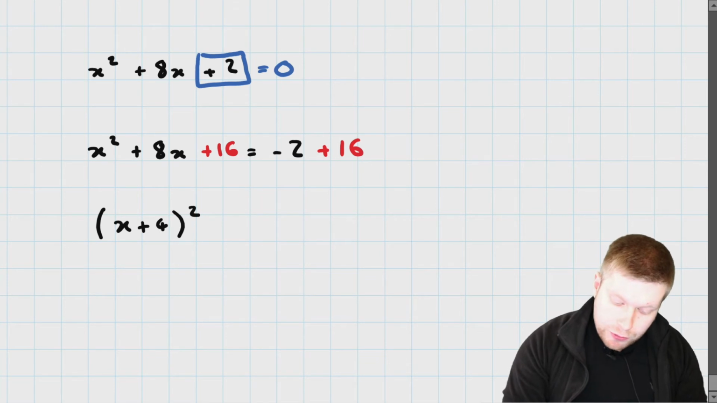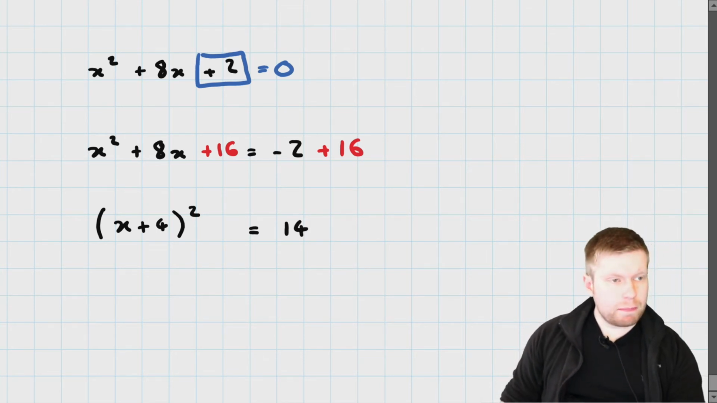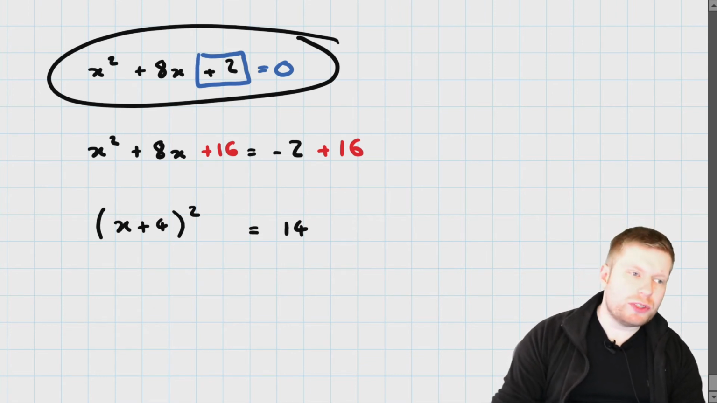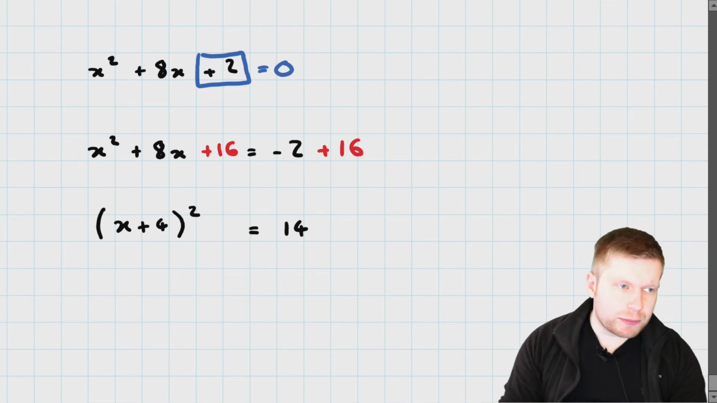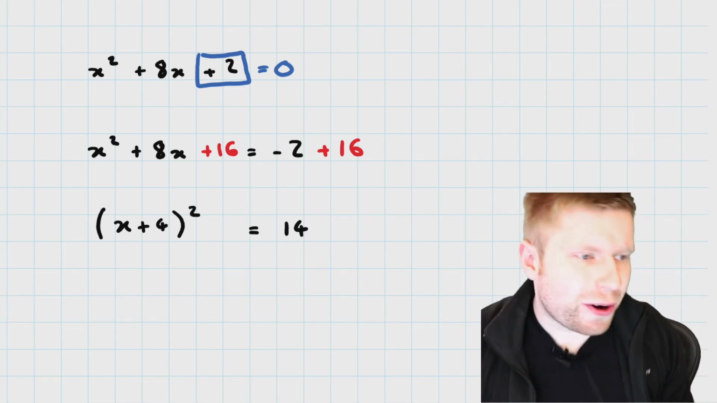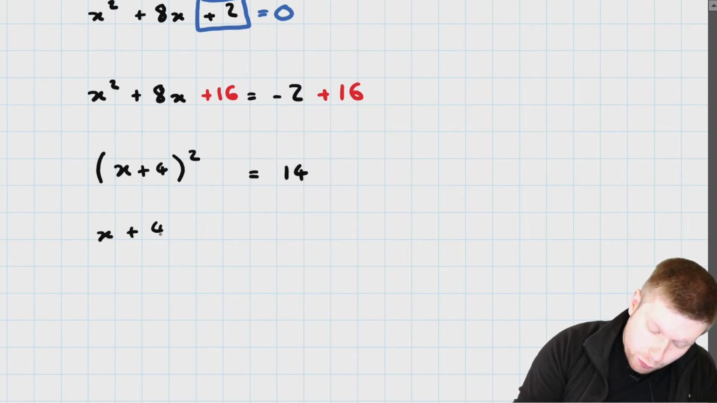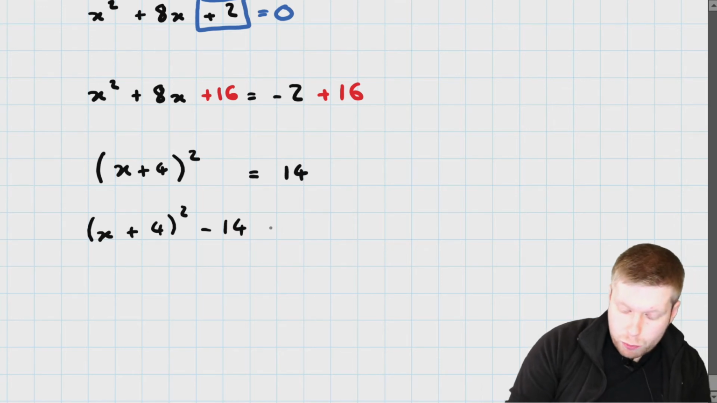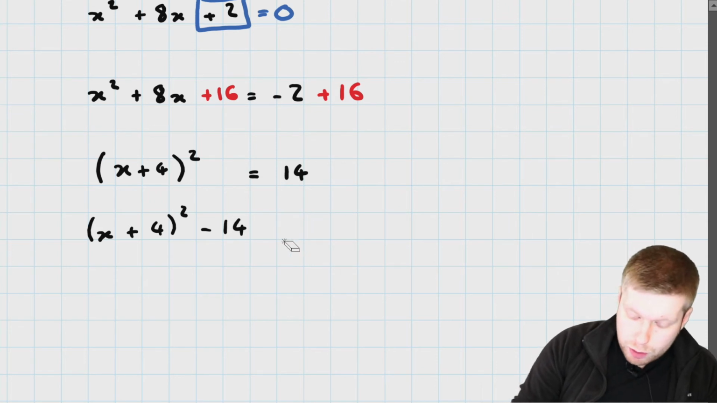But then what am I left with on the right-hand side? Negative 2 plus 16 gives me positive 14. Now you notice that my original expression didn't have the equals 0, didn't have an equals in at all. So, to get rid of the equals 0 and keep things balanced, I'm going to take away 14 from both sides. I'm going to end up with x plus 4 all squared, take away the 14. Then I would have equals 0, but remember, I didn't have the equals 0 to start off with, so I'm not going to bother writing it.